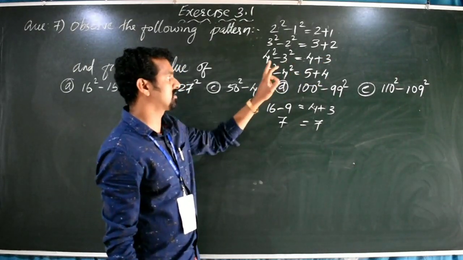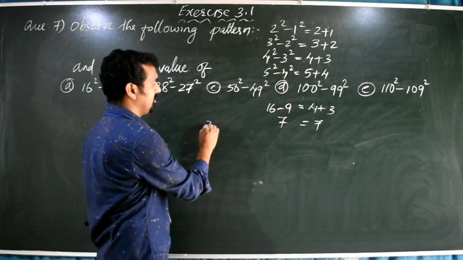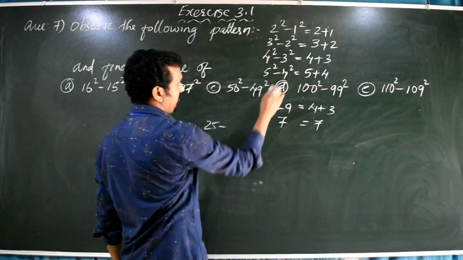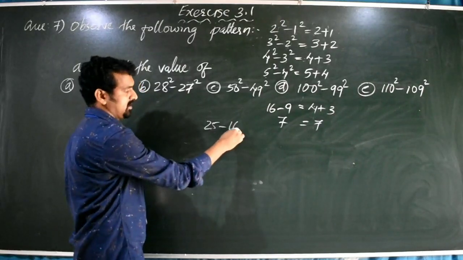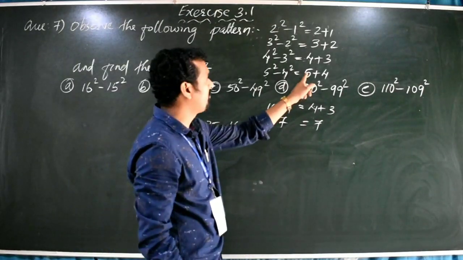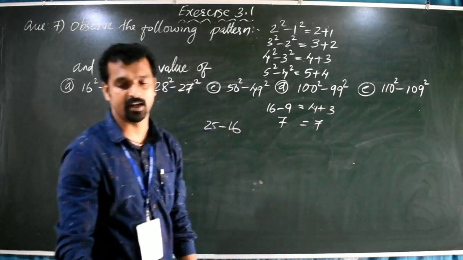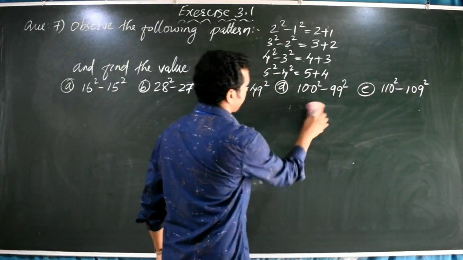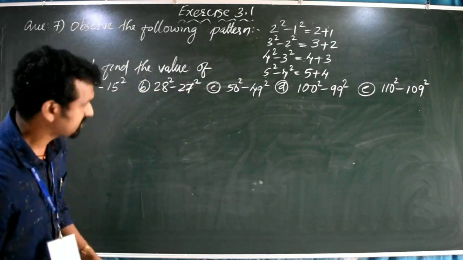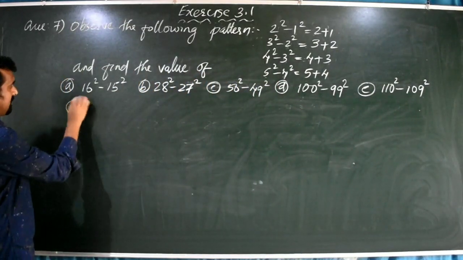5 square minus 4 square: 5 fives are 25 minus 4 square, 4 fours are 16. Subtract it, what will we get? 25 minus 16 is equal to 9. 5 plus 4, what will we get? 9. So using that pattern, now we are going to find our numbers.